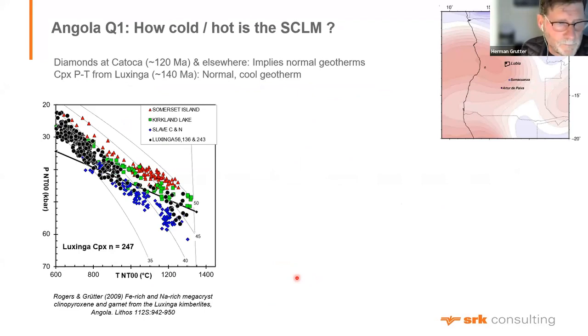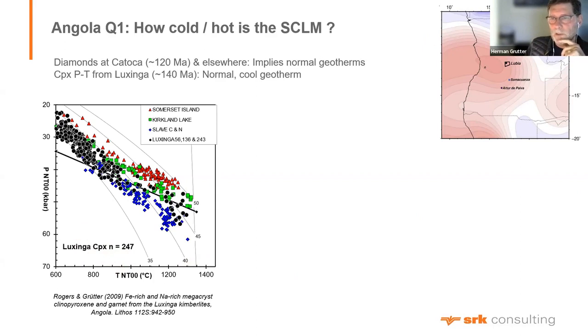So that brings us to a little bit of commentary on Angola. I've been working on Angolan data sets for a while. Many of them are not in the public domain. I won't be talking about stuff that's not in the public domain. Confidential stuff stays confidential. However, what is in the public domain is worth talking about. So one of the things that I put in the public domain was a CPX data set, 247 data points from the Lashinga kimberlites. Where is that?